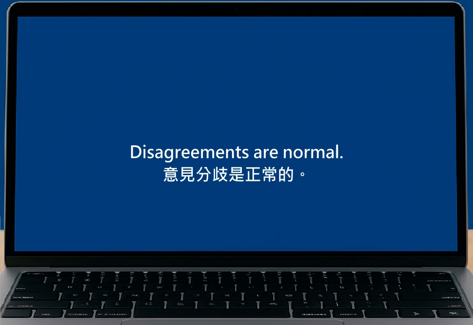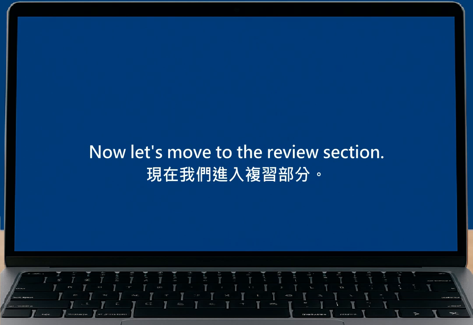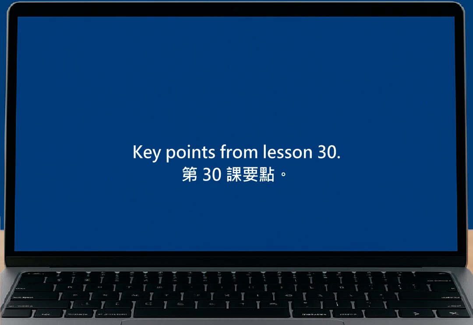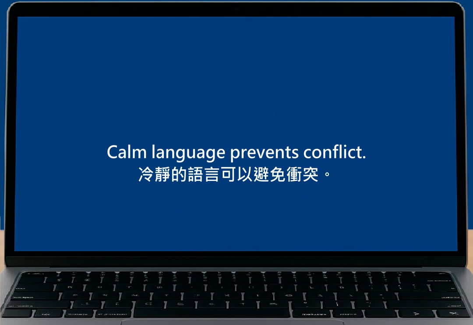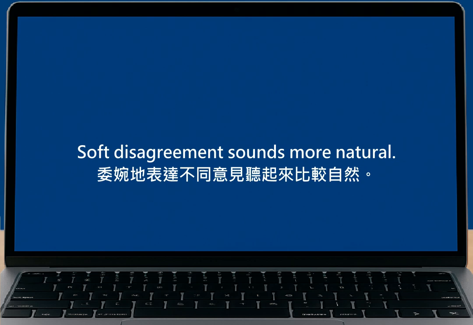Before we finish, let's talk about why this lesson matters. Disagreements are normal. Handling them calmly builds trust. Now let's move to the review section. Review section. Key points from Lesson 30. Disagreements happen in daily life. Calm language prevents conflict. Respectful openings reduce tension. Soft disagreement sounds more natural.